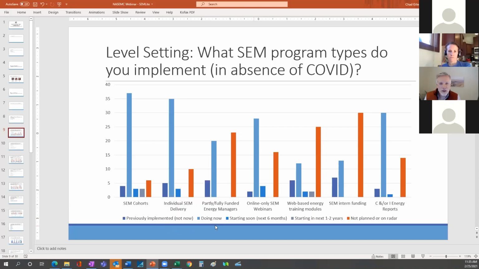I will explain a few things for you. SEM cohorts, I think, doesn't need an explanation. Individual SEM delivery is called different things by different folks, but it's basically where a program works with one customer at a time. Maybe it's for large industrial, or a commercial customer with multiple sites that you're working with one energy manager, energy director. That's typically what it looks like, but it can be called other things. Partly or fully funded energy managers. In certain parts of the Northwest, it's called resource conservation managers.